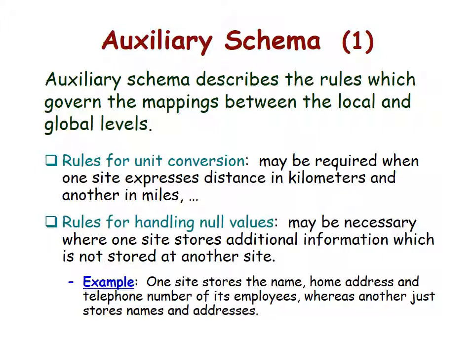In addition to rules for unit conversions, the system may also need rules for handling null values, if one site stores additional information which is not stored at other locations. As an example, one location stores name, home address, and telephone number for each employee, whereas only names and addresses are stored at another location. In this situation, no value would be used for telephone numbers for the latter location to indicate that the phone number information is not known or not available at this location.